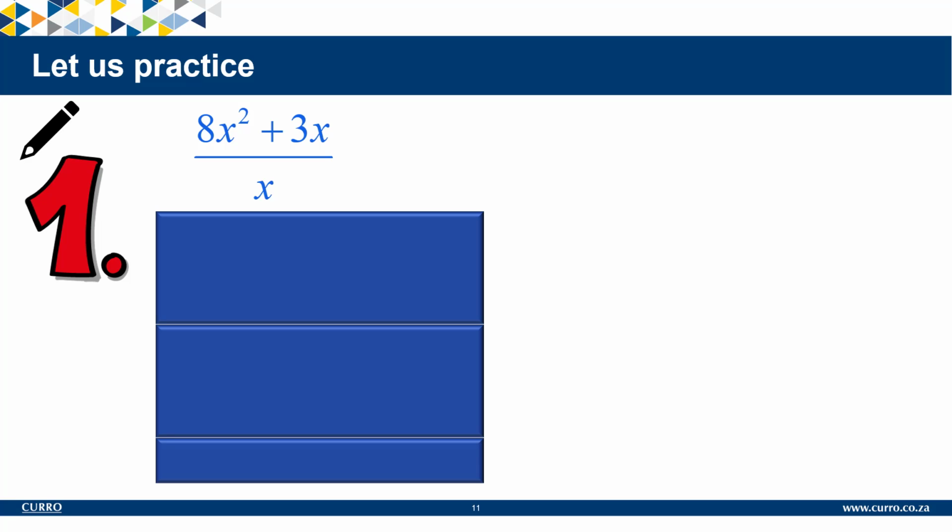Let us practice. Now remember, these examples level up. So you'll do number 1, and then number 2 is a bit more complicated. Also try to see how the second example is different to the first one. So this is a real thinking exercise. So we have to simplify this expression.